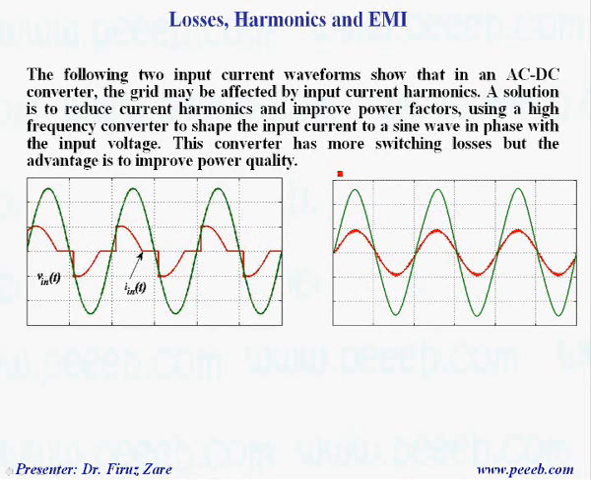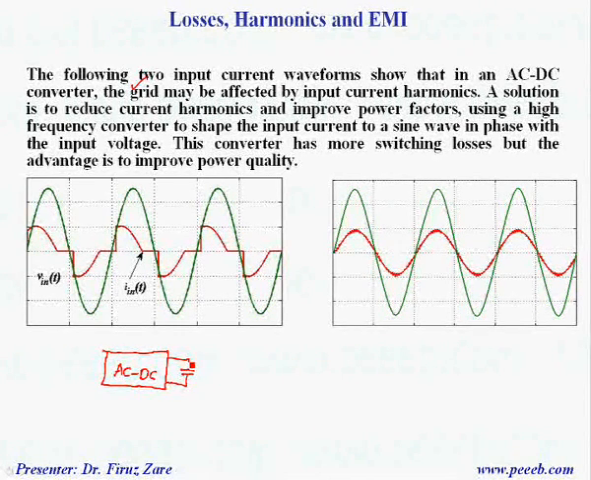Now let's look at the input current waveforms in an AC-DC converter when the AC is the grid and the output is connected to a capacitor and resistor. For example, if we have a diode rectifier as the AC-DC converter, and the output is connected to a capacitor and resistor, the capacitor can operate as a filter and provides better voltage for this resistive load, but the point is that the input is connected to a grid voltage.